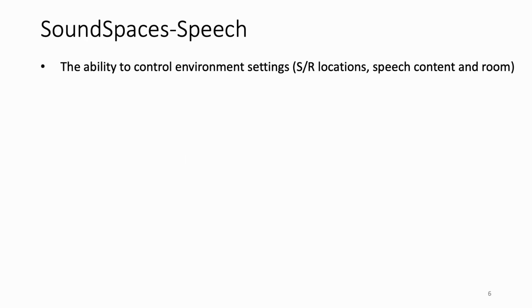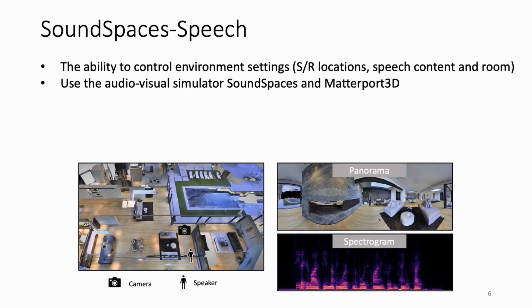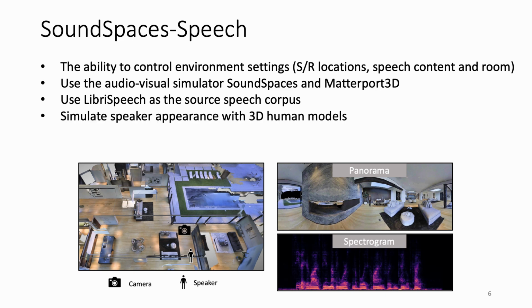We want the ability to control environment settings, for example, source receiver locations, the content of the speech, and the room configurations. So we use the audiovisual simulator SoundSpaces and the Matterport 3D environment. We use LibriSpeech as the source speech corpus. We simulate speaker appearance with 3D human models. We also render both panorama and normal field of view images.